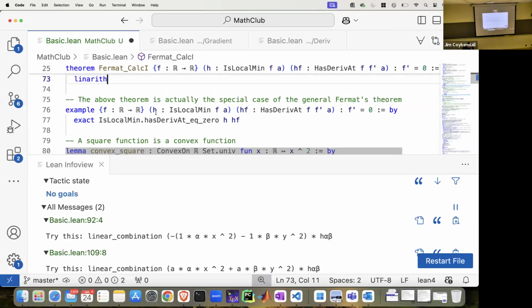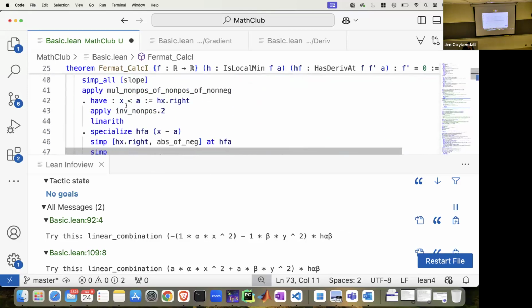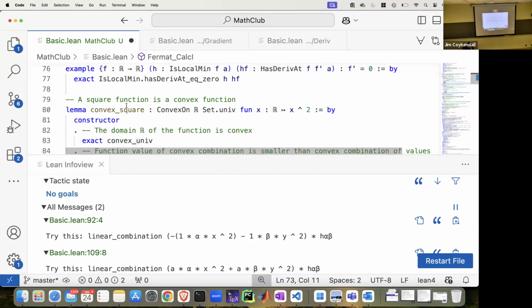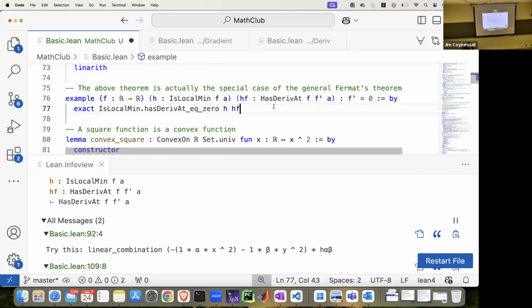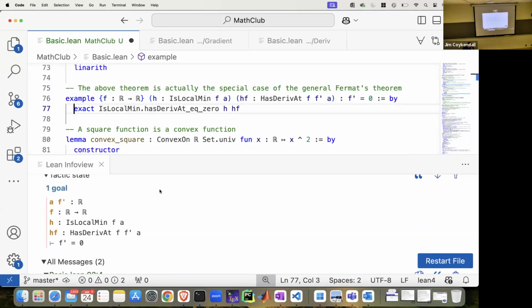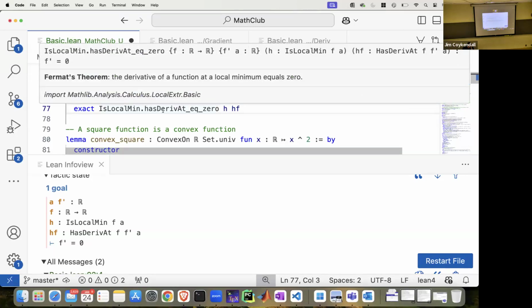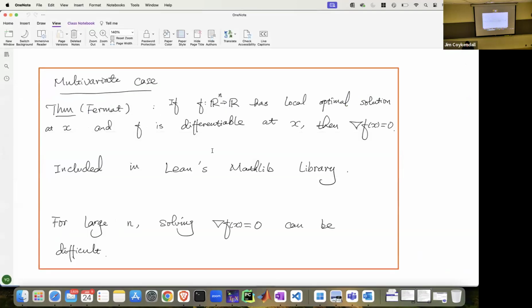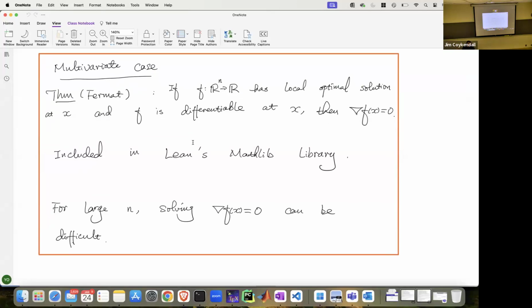What I wrote down previously is a couple of lines of proof. Although it looks kind of straightforward, you really don't need it. You can actually prove the statements by just one line, because Lean has a library called Mathlib. Mathlib has several theorems, so all you need to do is call a theorem, and your result is a special case of the theorem. The exact theorem in Mathlib says that for the multivariable case, Fermat's theorem is still true.